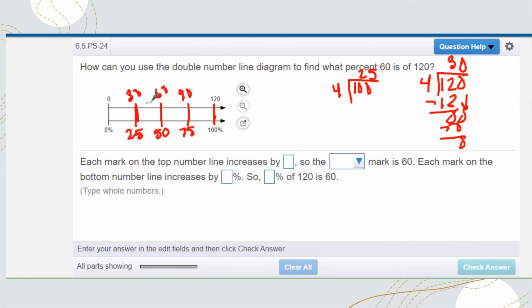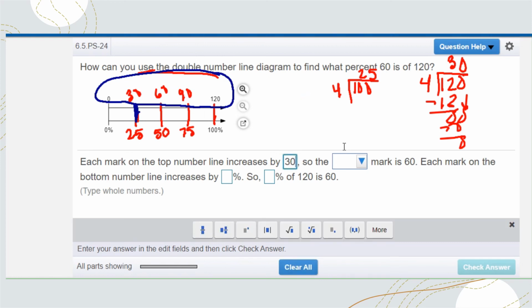So since I have 100 divided evenly between 4 equal sections, I can get my answer now. So each mark on the top number line increases by... The top number line is up here at the top. So the top number line is going to increase by 30. So the blank mark is 60. So if we come here, we need 30 two times, so it's going to be the second mark.